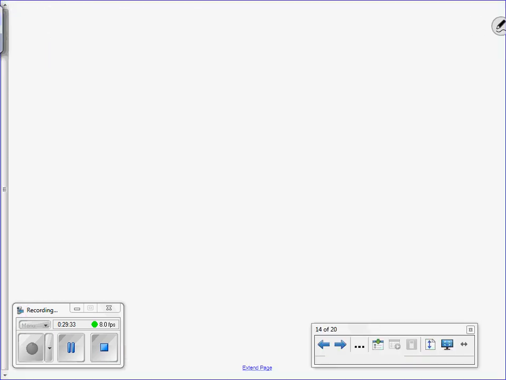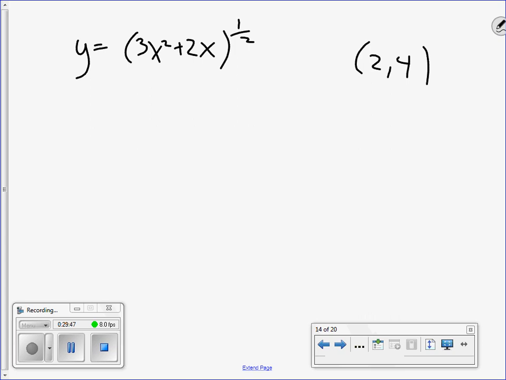So they ask us just for the equation of the normal line, but I'm going to do both. Y equals, we're just going to write this as 3x squared plus 2x to the half, and at the point 2, 4. For that, they gave us the x and the y coordinate. If they just said write the equation of the normal line at x equals 2, we have to plug the 2 in to get the 4. But they help us out. Whether it's the tangent line or the normal line, you got to get the derivative. So what do you got for the derivative?